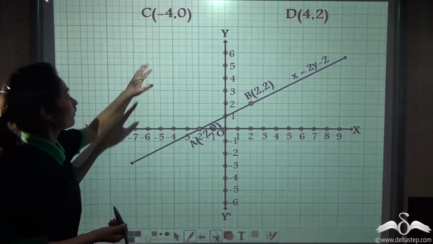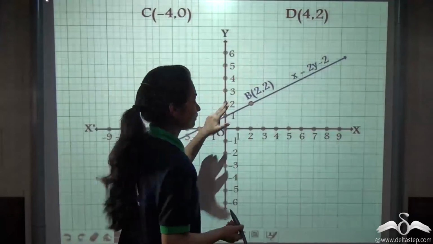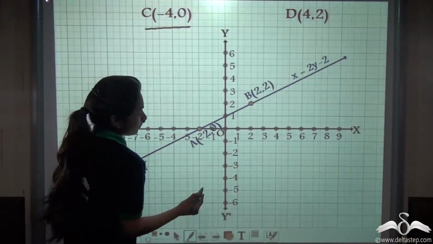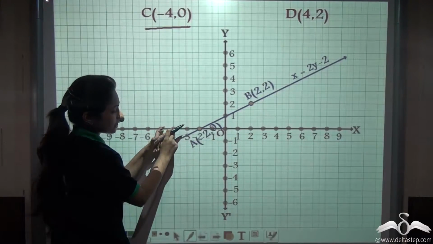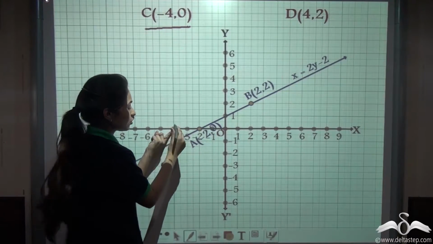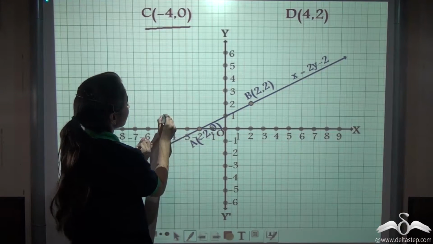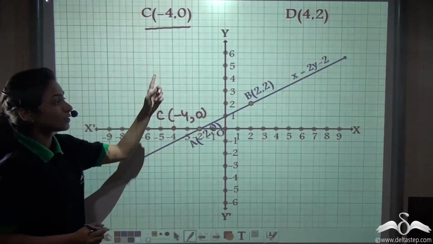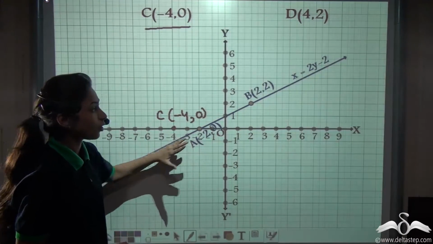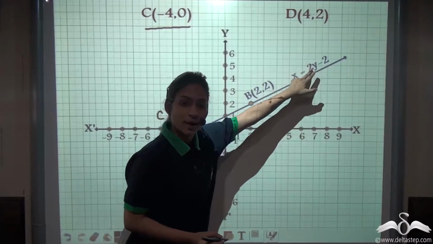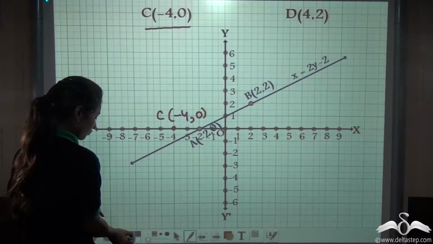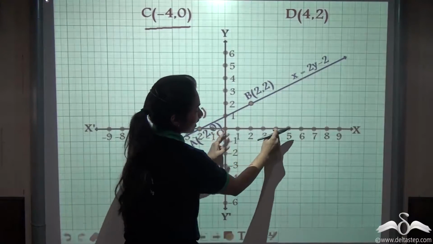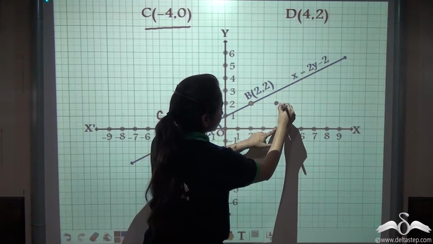Let us plot these. We have taken this as C and D. So C is minus 4, 0. That means minus 4 on the x-axis and 0 on the y-axis. So this will lie on the x-axis. Remember, we will plot this on the same graph in which we have plotted the equation x is equal to 2y minus 2. Now the point D, 4, 2. That means 4 on the x-axis and 2 on the y-axis.